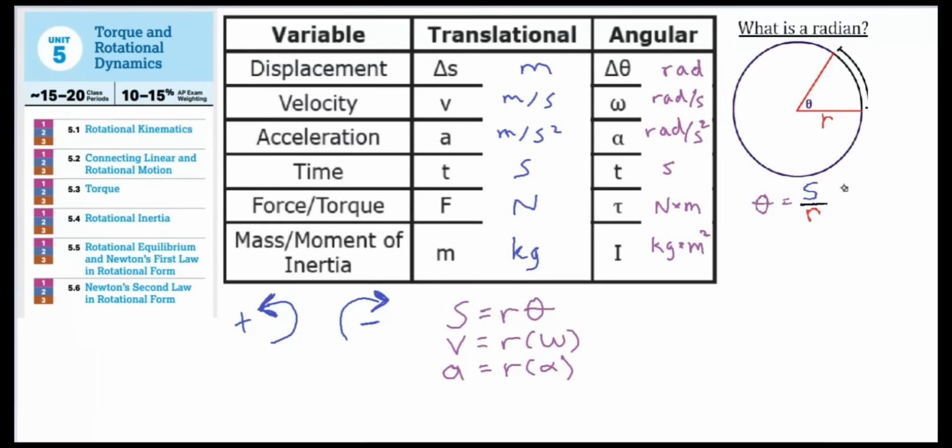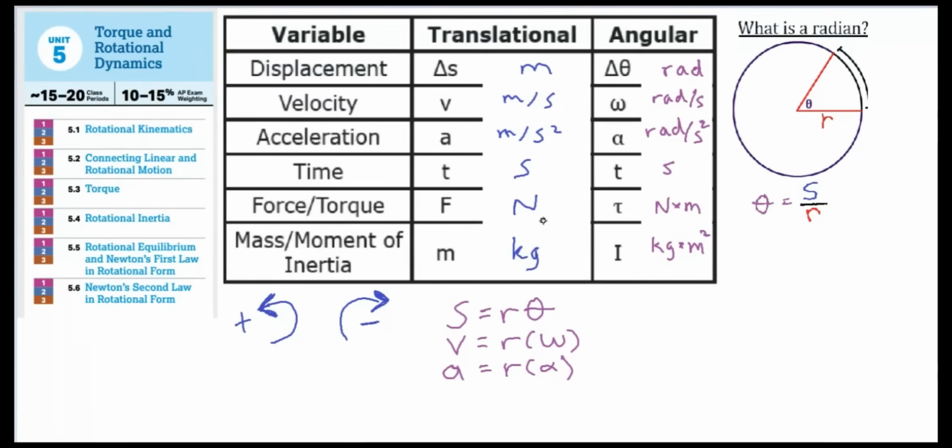A radian is the ratio between the s, which is the arc length of the circle, divided by the radius. So it's basically just a measurement of an angle, but it's not in degrees. Now, instead of velocity in meters per second, we have radians per second. Instead of meters per second squared, radians per second squared, all very similar. All times are in seconds.